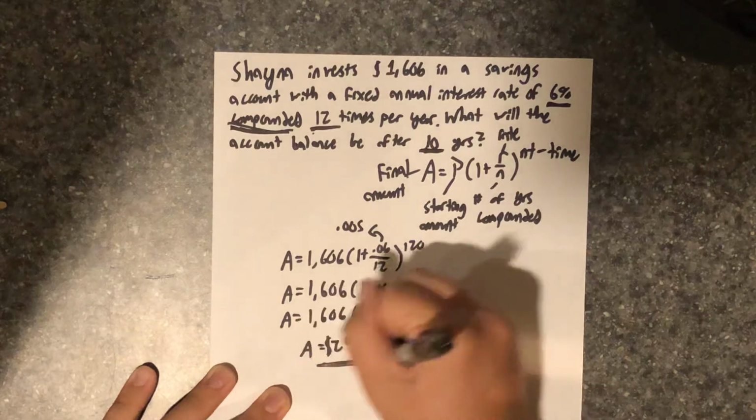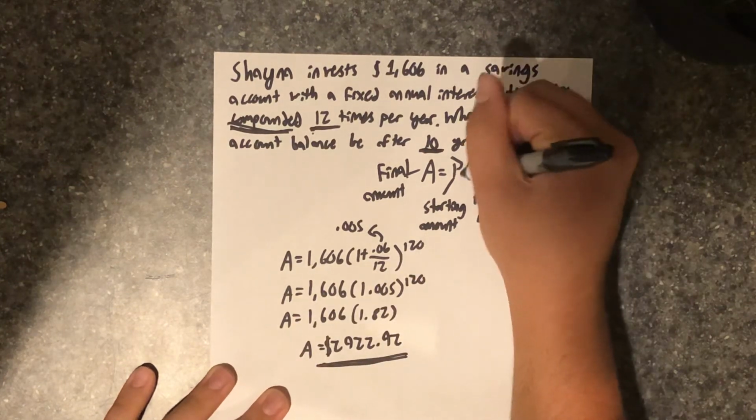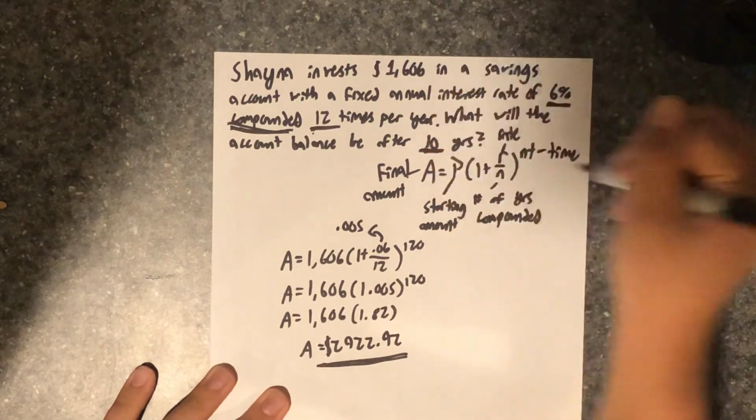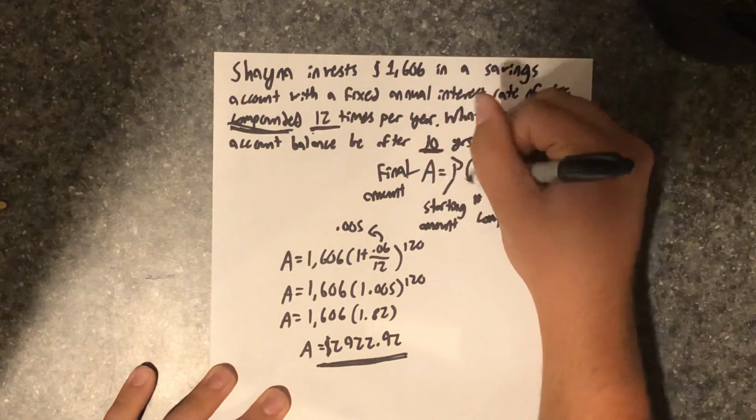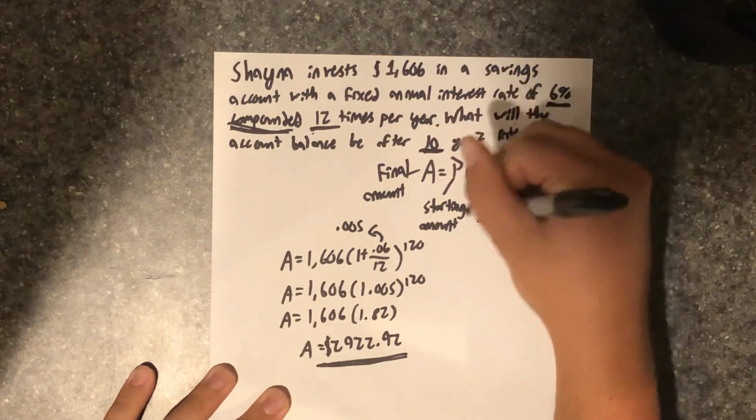So the account balance after 10 years, compounded 12 times per year, would end up being 12,922.92. And if you're trying to get the P, the starting amount, and they give you the final amount, just plug in the final amount and then just work out your equation until you get the starting amount.